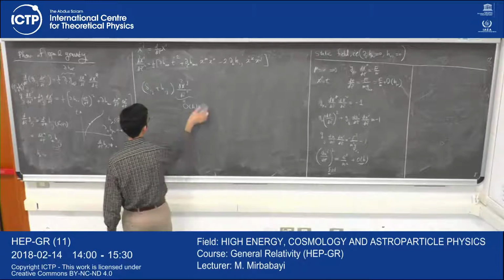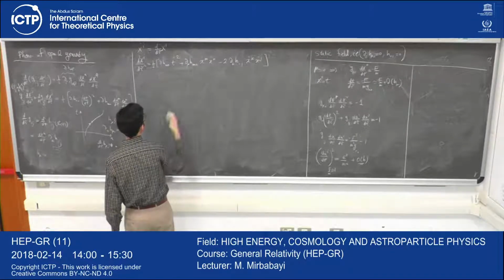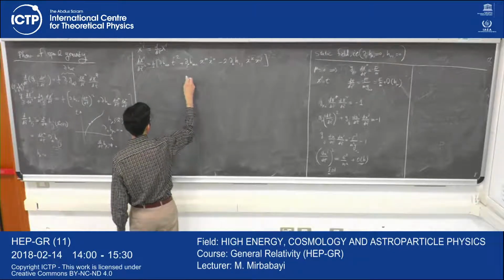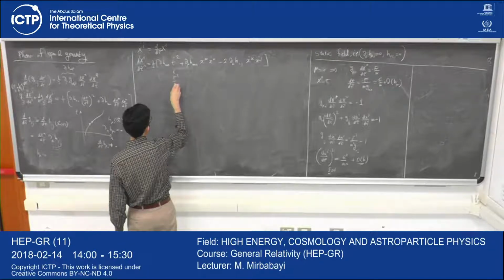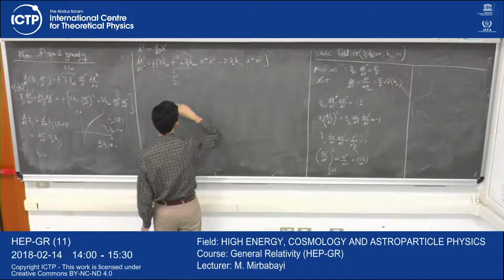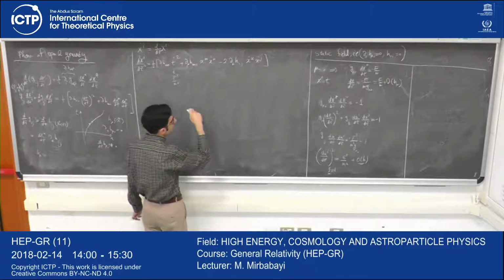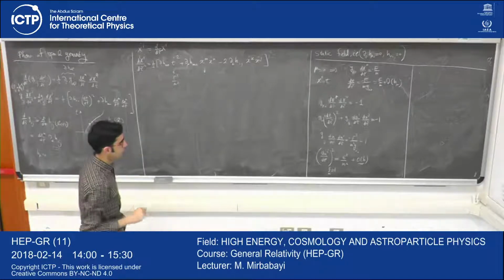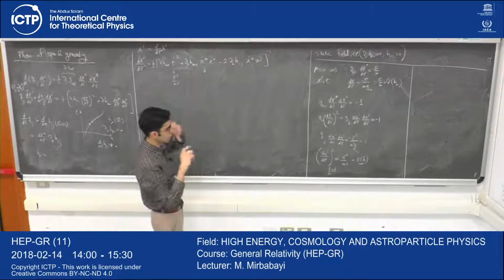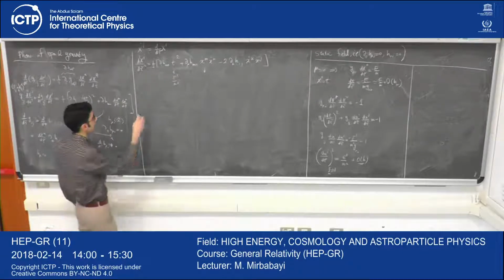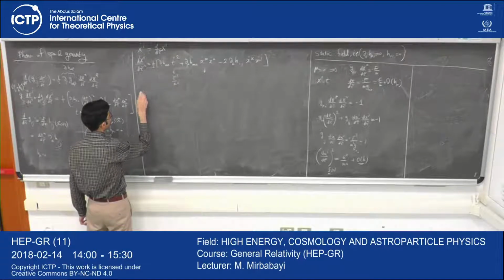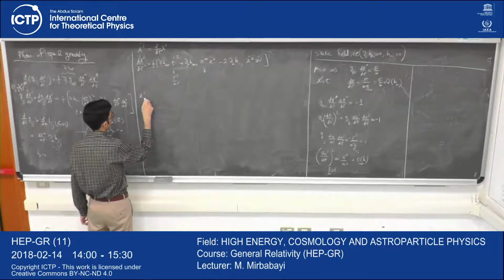So these terms, as you can see, are all of them proportional to E squared over M squared. So this is tau dot squared, which is E squared over M squared. And then these depend on the direction of the velocity.